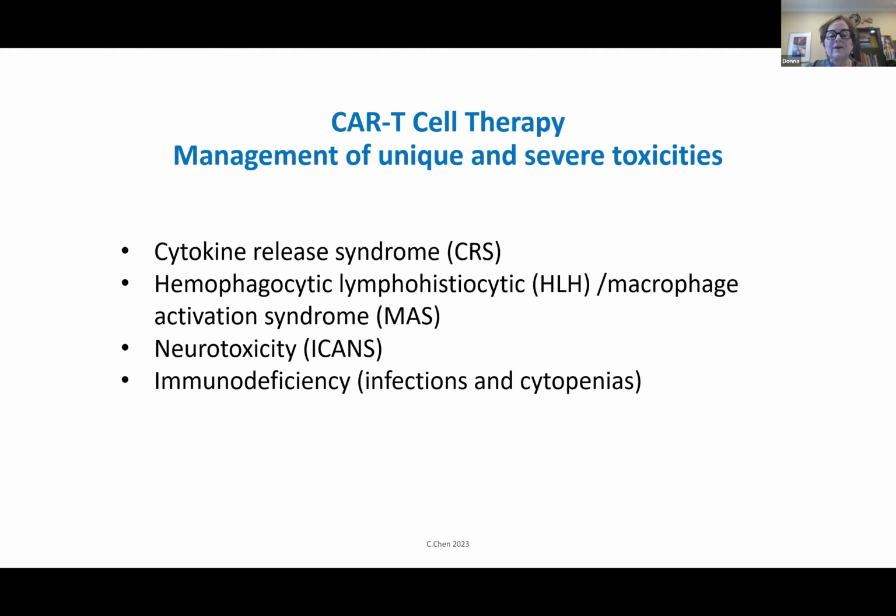So I'm going to turn very briefly to the unique biologic side effects, cytokine release.